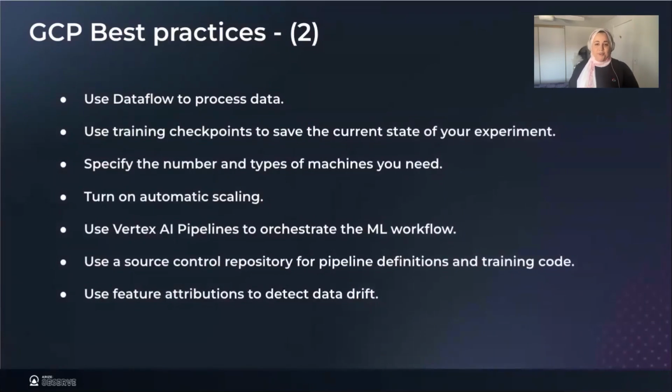Okay, moving to the last slides of content we have today, which is the second page of GCP best practices. We'll start with using Dataflow to process data. With large volumes of data, consider using Dataflow, which uses the Apache Beam programming model. You can use Dataflow to convert the unstructured data into binary data formats like TensorFlow Record, which can improve performance of data ingestion during the training process.